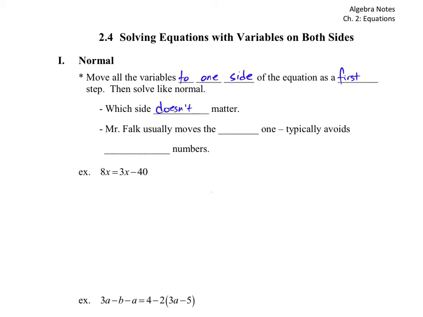I usually move the smaller one. So if you have a certain number of x's on one side, and a certain number of x's on the other, I move the smaller number of x's. I do that because it typically avoids negative numbers. I don't hate negative numbers, but I prefer positive. So if we can keep it positive, there's just less to go wrong, really.